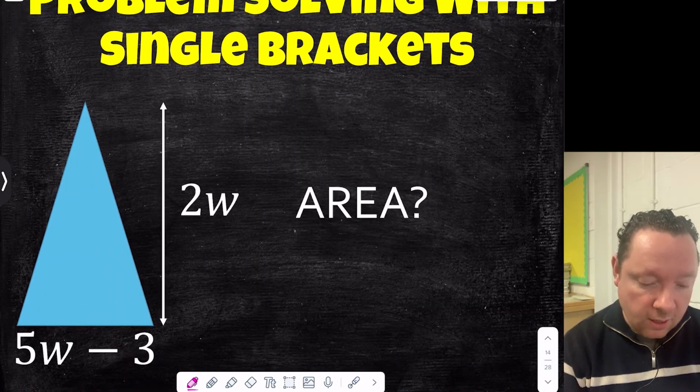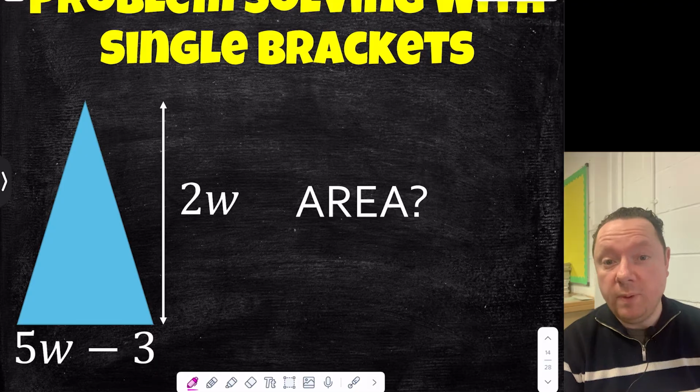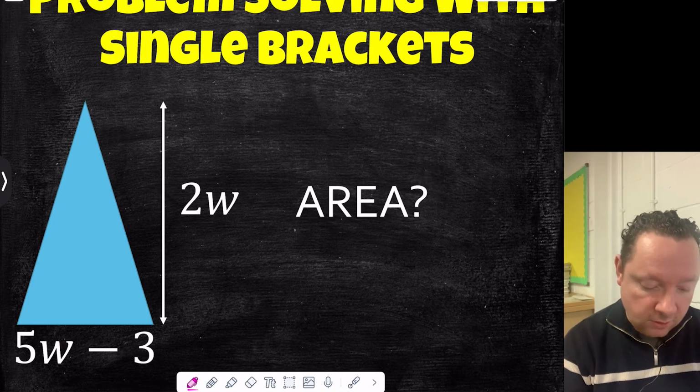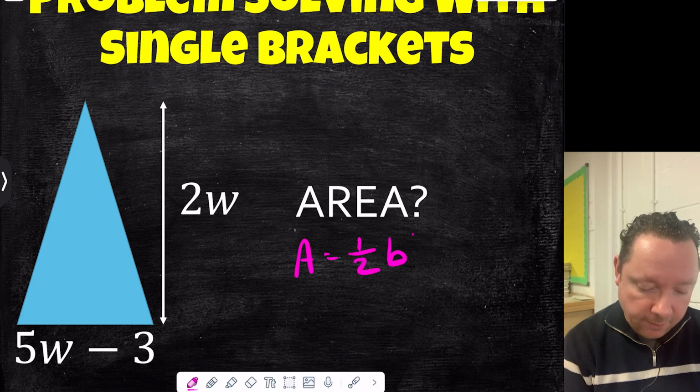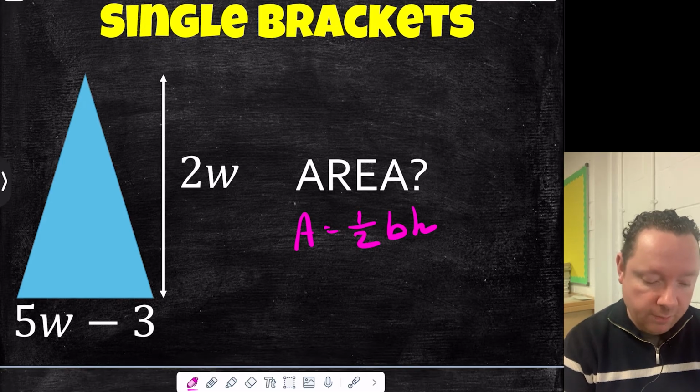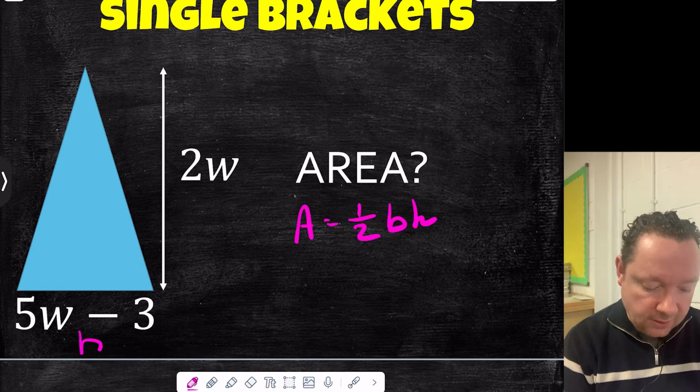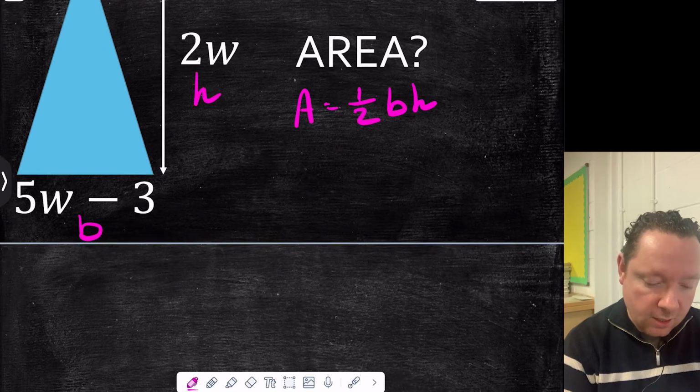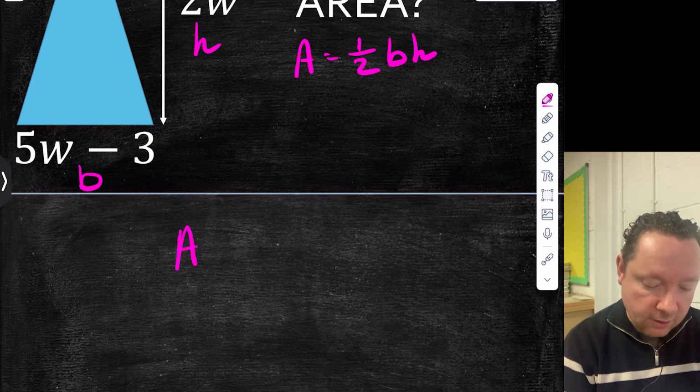Here's another one. But quite often triangles appear instead of rectangles. So what's the area of this? So the area of a triangle is a half the base times the height. You should know this. So our base is here. So our base is this, and that's our height. So we can just write down our area is equal to a half of the base, 5w minus 3, times the height, which is 2w.